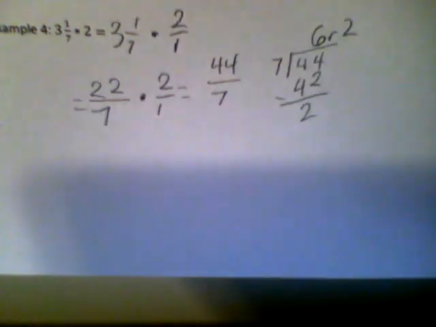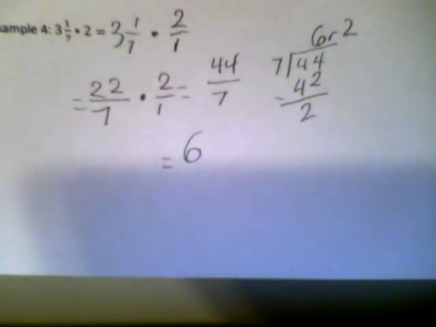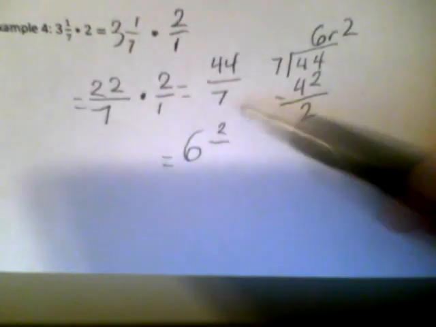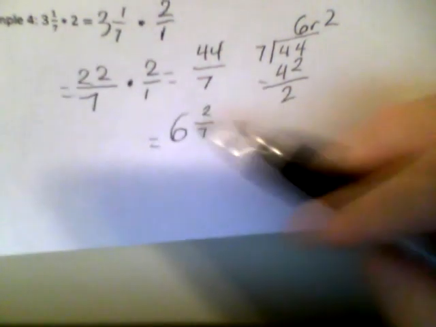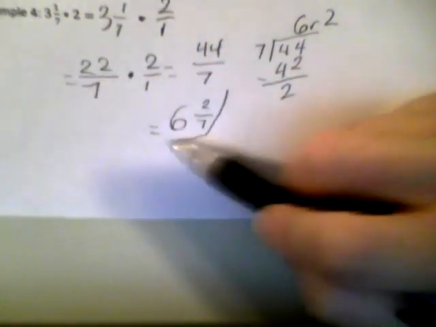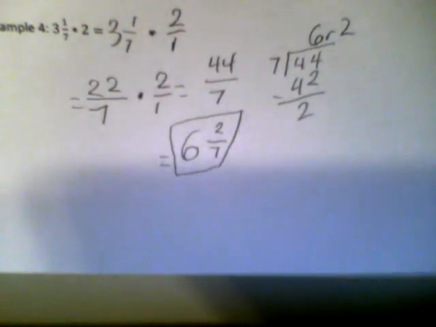Okay? So 44 over 7, if I wanted to write that as a mixed number, I would have to have my 6 for my whole number, because 7 goes into 44 6 times. For my fraction part, my remainder is going to be my numerator, so I have a numerator of 2, and then I put that over my denominator of 7. So 3 and 1/7 times 2 is just 6 and 2/7. So to recap, to multiply mixed numbers, you convert to improper fractions, and then you just multiply and then simplify.